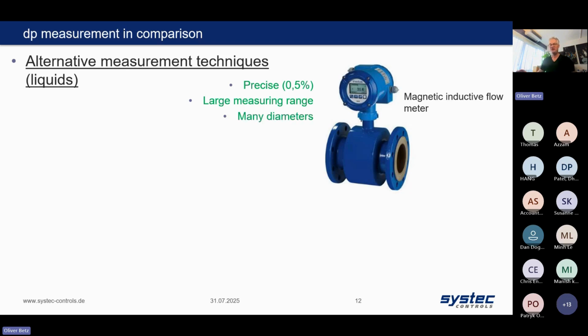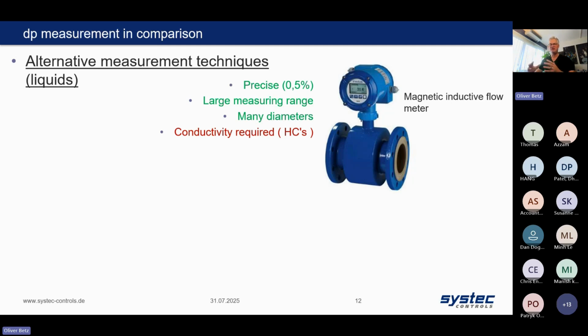You get them for all diameters. I saw magnetic flow meters with diameters as large as 2 meters and I believe even higher. But anyway, some drawbacks. The higher the diameter, the higher the price, which is clear. You need conductivity, which means hydrocarbons, no-go.